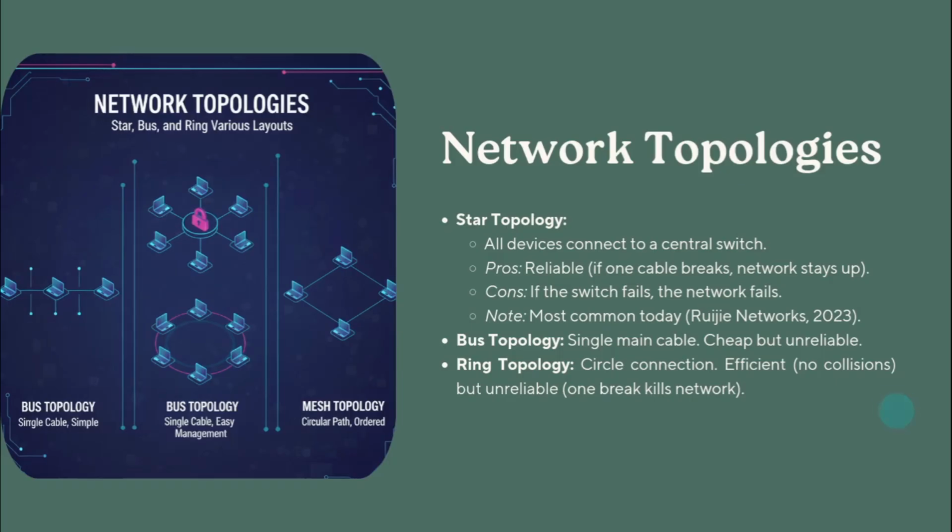Topology is the structure of a network. The star topology is the most commonly used network topology today. All devices connect to a central switch. It is reliable because if one device's cable breaks, the rest of the network is unaffected. Older topologies include the bus, a single central cable, and the ring, devices connected in a circle. These are generally considered less reliable because a break in the main cable can take down the entire network.